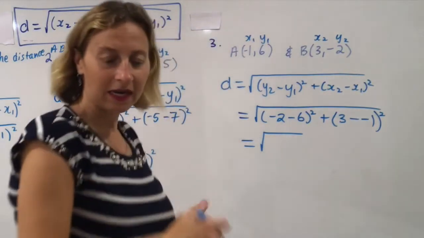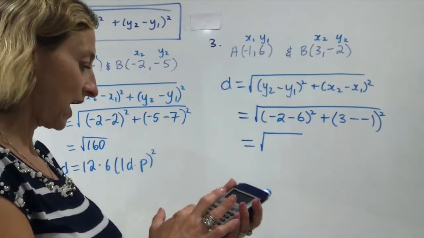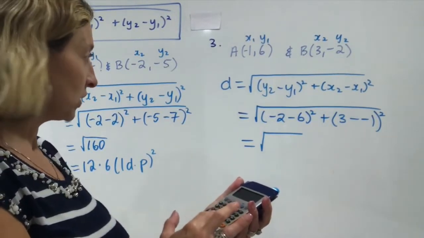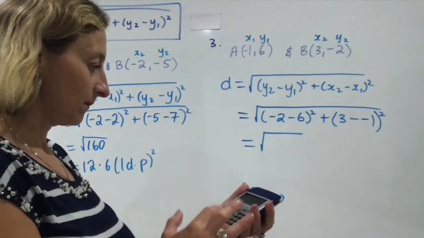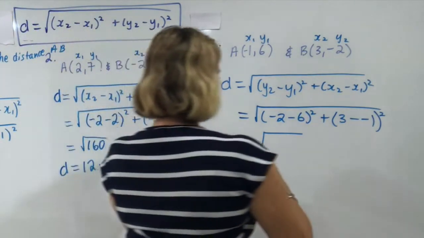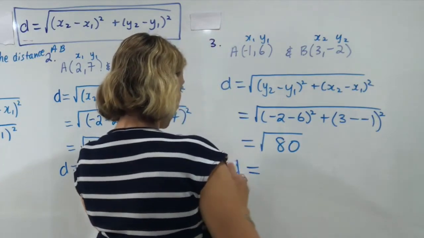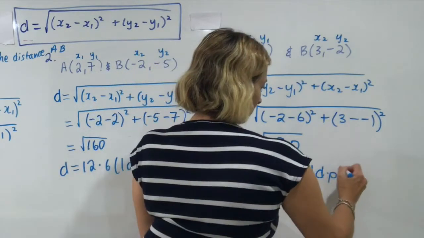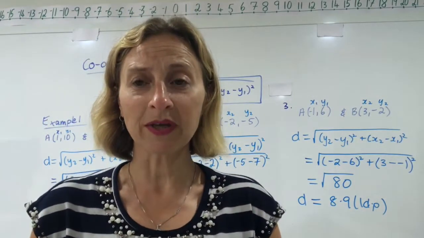Then we get our calculator. We just substitute it in exactly how it appears. Don't put the square root on the calculator. If you do too many things in the one time, you'll just get it wrong. 3 minus minus 1 squared. We should get 80, like we did before, and then actually find the square root of it. The square root of 80, we've already done it on the other side, to 1 decimal place. And that's the distance between 2 points.